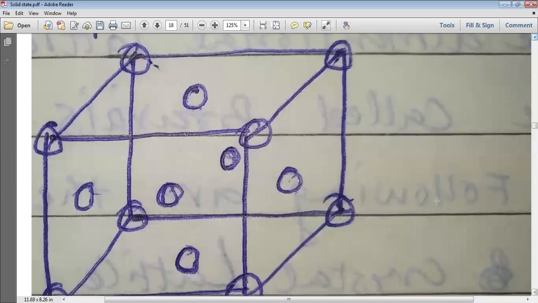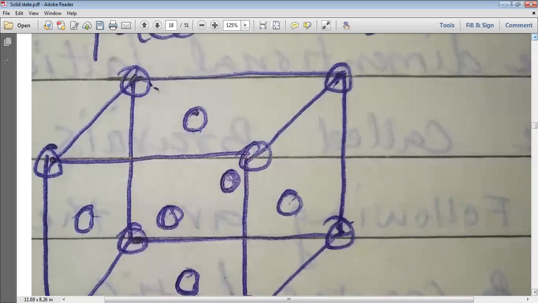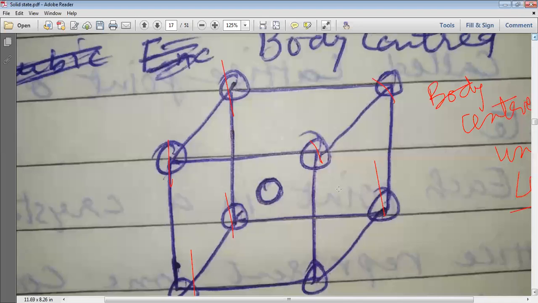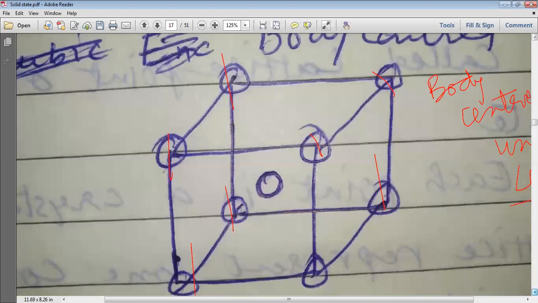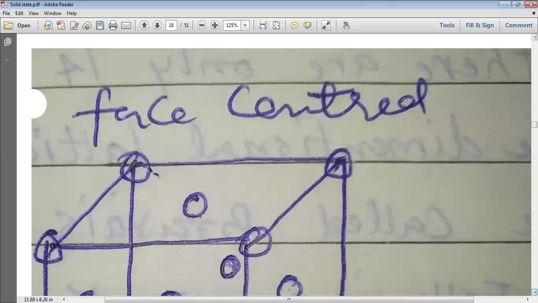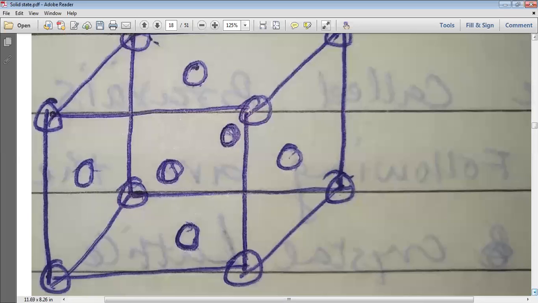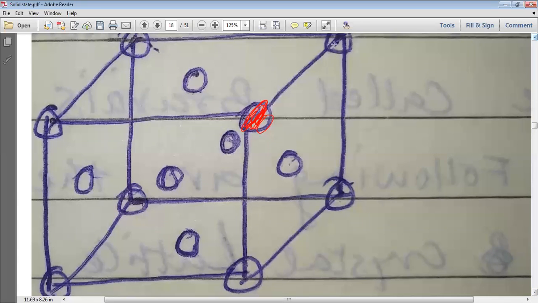So now you understand about the body-centered unit cell. Sorry, this one is your body-centered unit cell. So we have understood the body-centered unit cell. Now we want to study a new type of unit cell, which is known as the face-centered unit cell. So this is your face-centered unit cell. Let me explain how you can understand it. You can see these are the 8 particles present at the 8 corners.